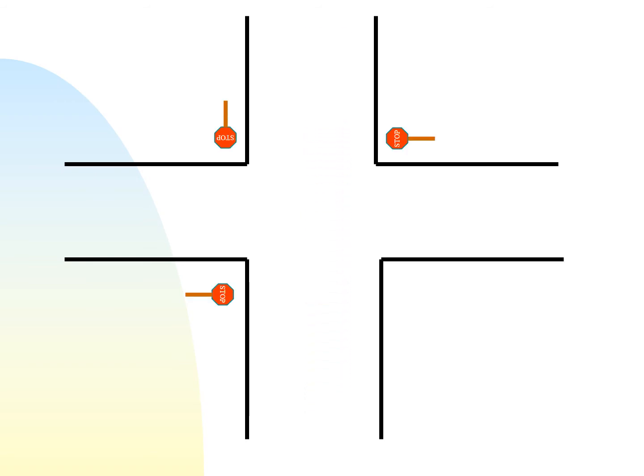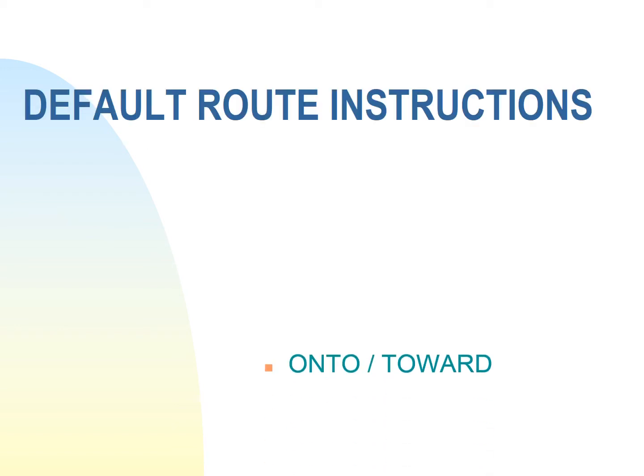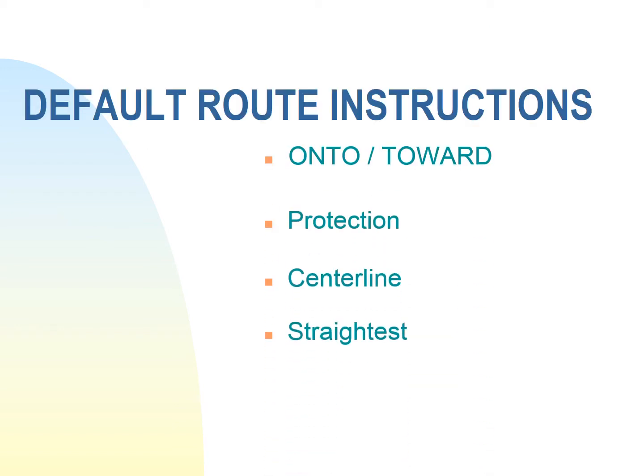At this intersection, there isn't a single route without a stop or yield sign. There isn't a single route with a center line, so again, we go straightest. It's not necessarily perfectly straight. At this intersection, we're not onto or toward. There isn't a single route without a stop or yield sign. There isn't a single route with a center line, so we proceed straightest, even though there's a slight turn to the road. So these are our default route instructions: onto, toward, protection, centerline, and straightest.